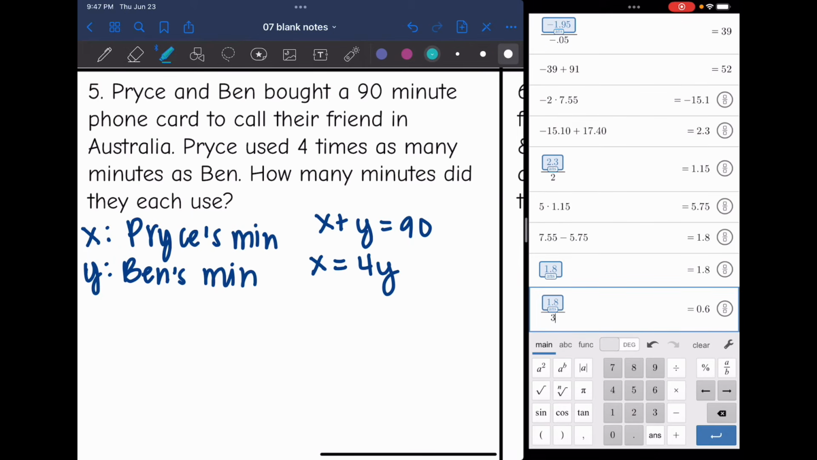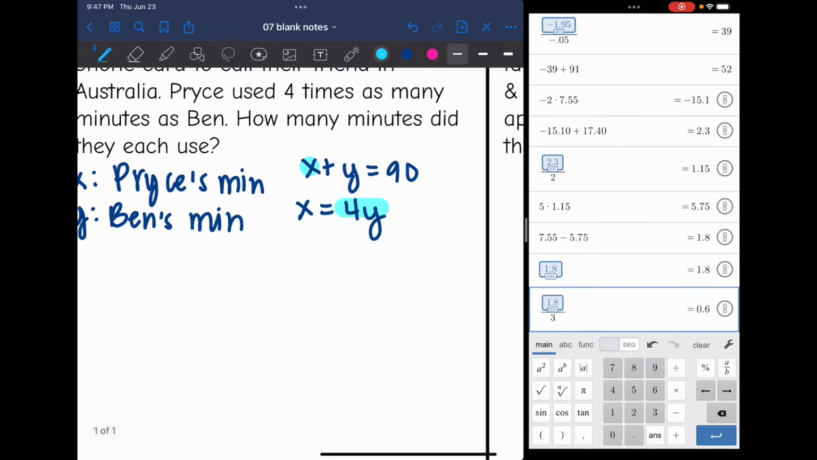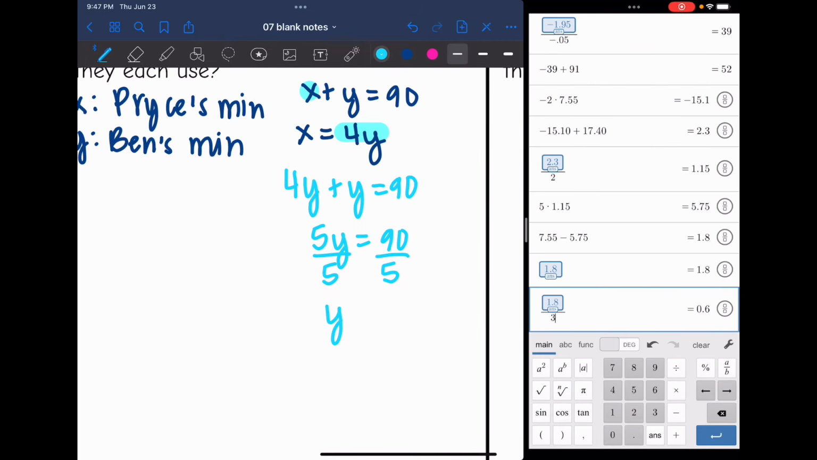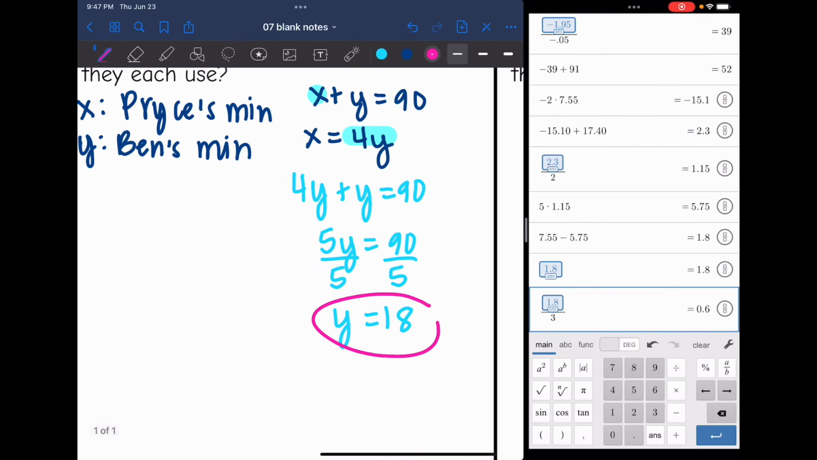I think substitution will be the best bet here because x equals 4y. So I can just replace x in the top equation with 4y. So that'll be 4y plus y equals 90. 4y plus y is 5y, so 5y equals 90. And then I would divide by 5, and I get y equals 18. So Ben used 18 minutes.